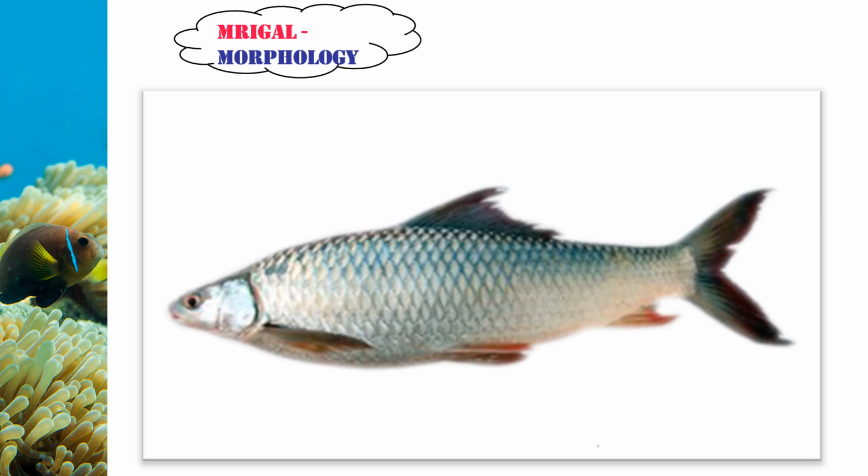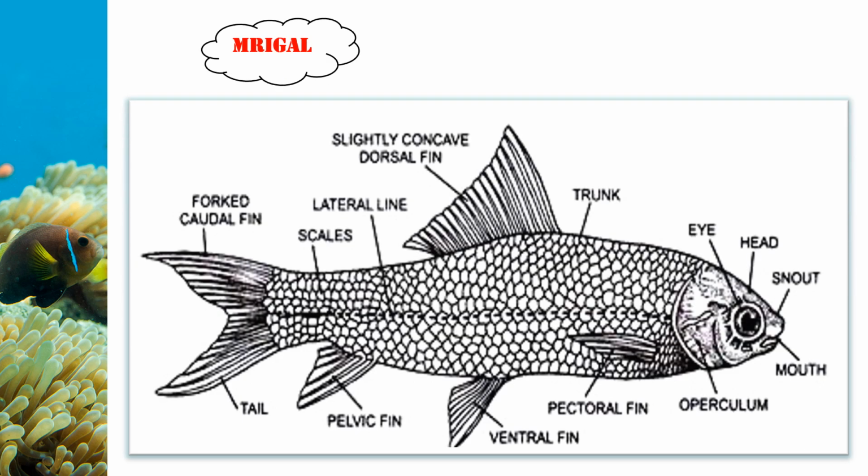It is the external morphology of Mrigal. Here the body is relatively linear and the fins are orange tinged with black. It is the picture of Mrigal. Note down the body parts of Mrigal.